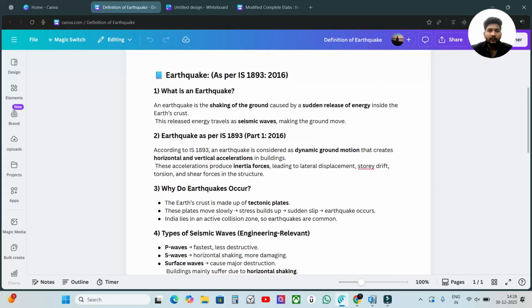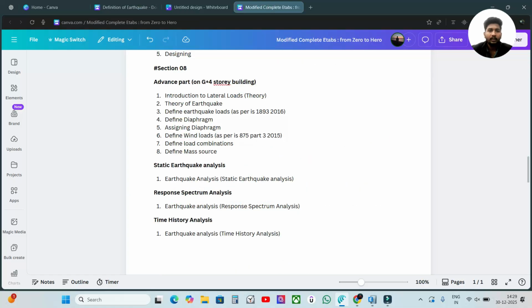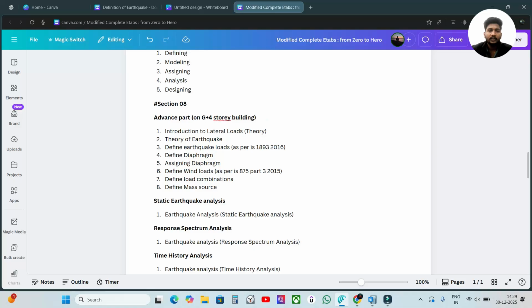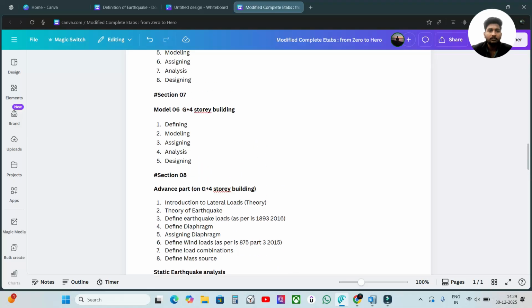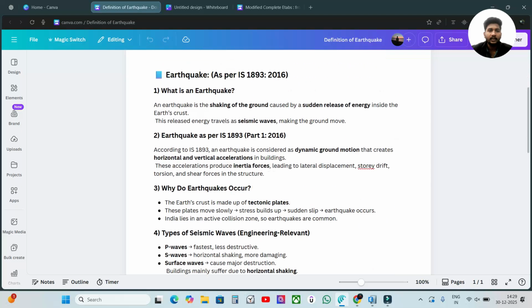And for this earthquake, we are going to deal here with IS 1893-2016. This is the IS code, that is the IS 1893-2016. We are going to deal with all of this in this video and the next video. We are going to see the theory of earthquake in this video, and in the next video we will see how to define the earthquake loads as per IS 1893-2016 on the G plus 4-story building, right? Now let's get started with earthquake.